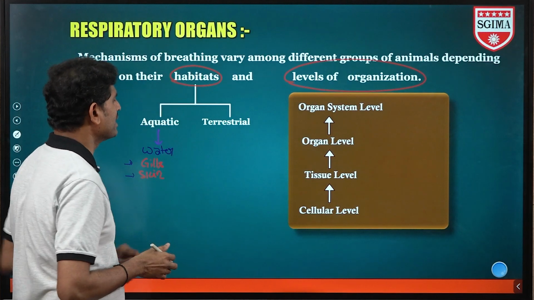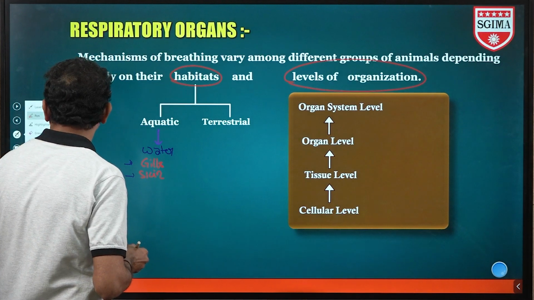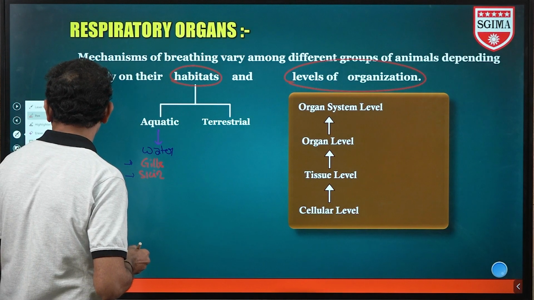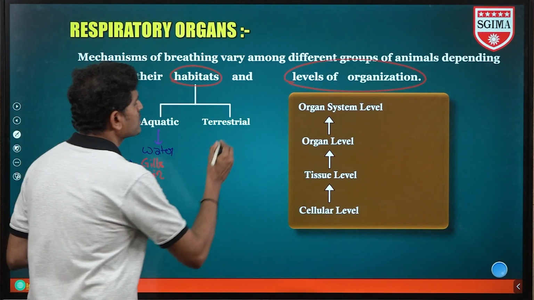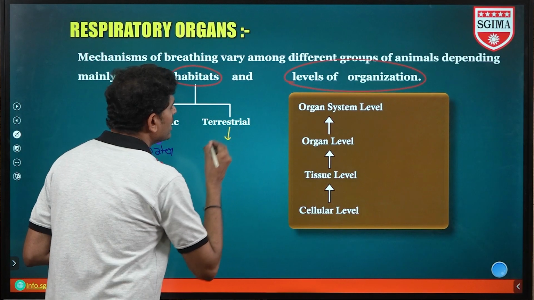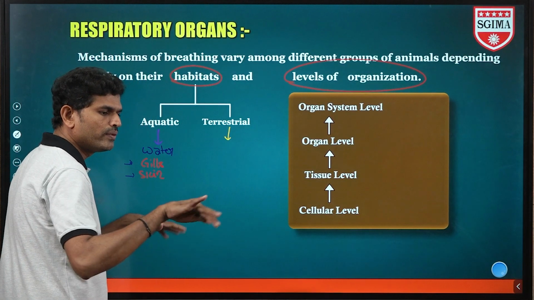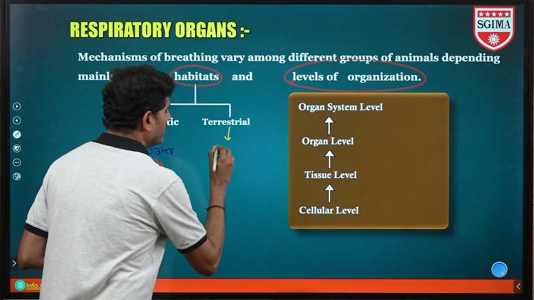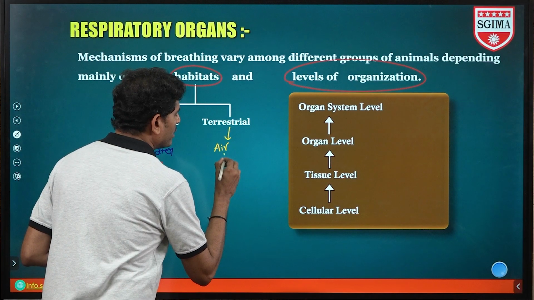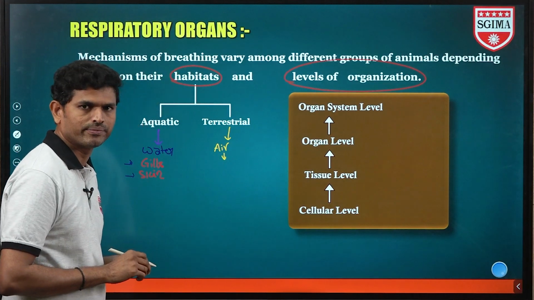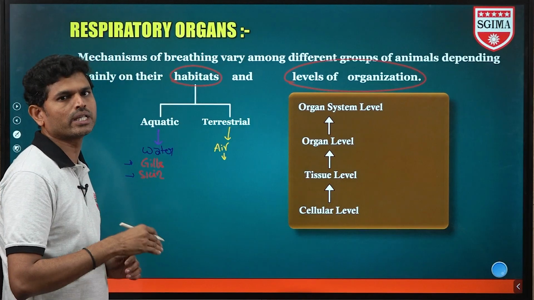And second one is terrestrial habitat. टेरेस्ट्रियल हैबिटेट में रेस्पिरेटरी ऑर्गन्स को देखने तो, टेरेस्ट्रियल हैबिटेट में सराउंडिंग मीडियम क्या है? इन बिटवीन द ऑर्गेनिजम्स एयर विल बी देयर, to trap the air from the atmosphere, and it should be utilized by the organism.